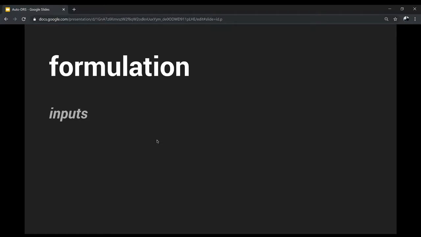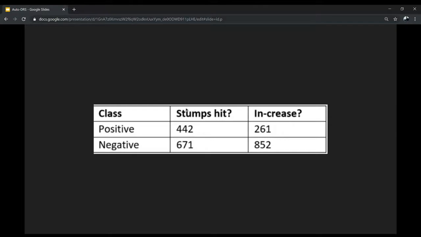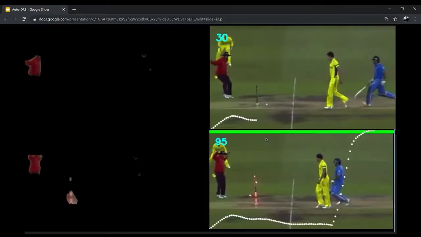So perhaps we should formulate the problem differently. First of all, we want the number of parameters to be small, and we want data to be more. So it'll be good to have a model that uses frames instead of a bunch of frames and clips. Also, instead of predicting outs and not outs, perhaps we can predict whether the stumps were hit or not and whether the batsman is in crease or not. And by doing this, we get a lot more data and we get a much better problem. The class imbalance is still significant, but it's much smaller than it was before.